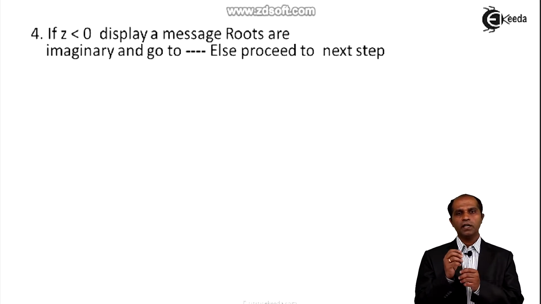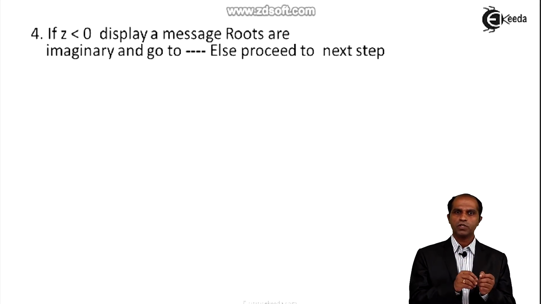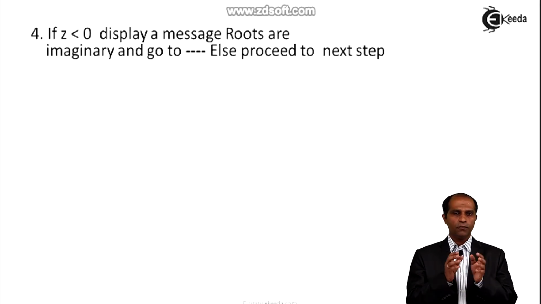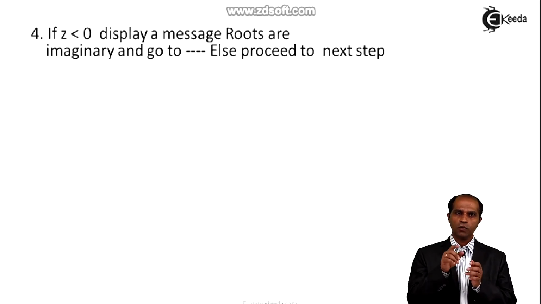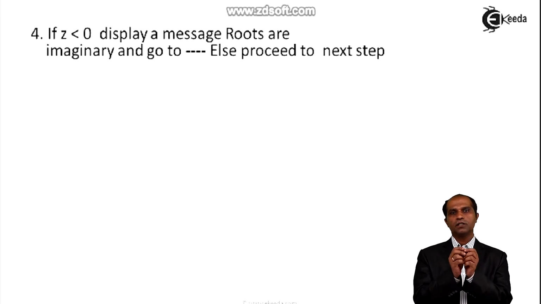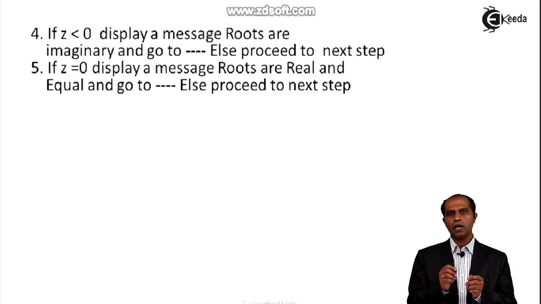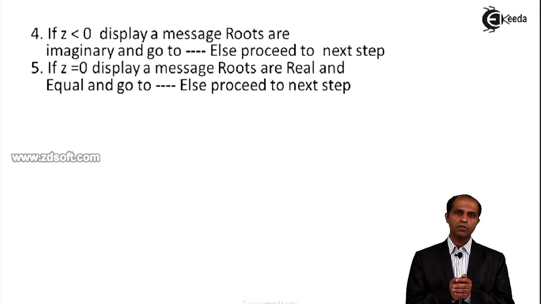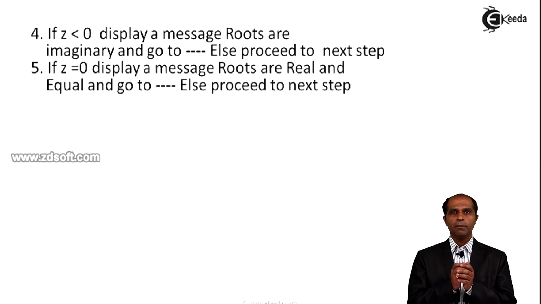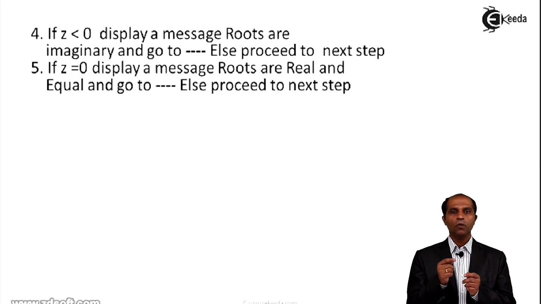The next step is again to check z, whether it is positive or 0. If the value of z is 0, the square root of 0 is 0, which means that the roots are real and equal. So in that case, your R1 and R2 will be both equal. Now let's see how to put this step. Check whether z equals 0. If z equals 0, then display a message, the roots are real and equal, and then go to a step where you are going to calculate the roots.